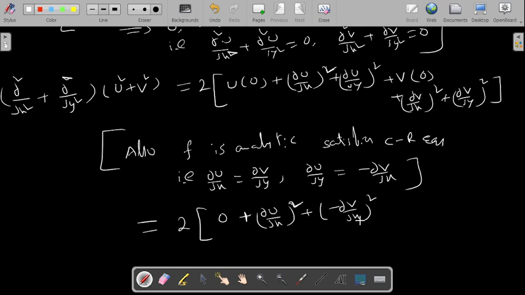I am converting all with respect to x. So this (∂u/∂x)² as it is, ∂u/∂y we can write as -∂v/∂x, whole square. This ∂v/∂x as it is. Next ∂v/∂y we can write as ∂u/∂x, whole square. So all are with respect to x. I converted all into with respect to x by using CR equations.